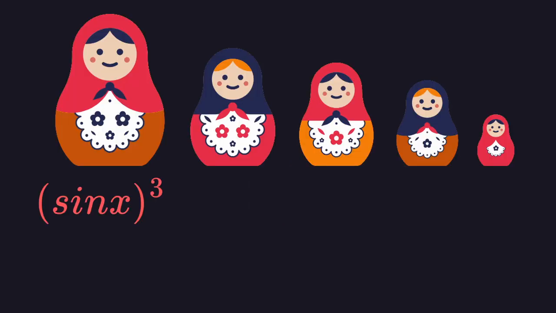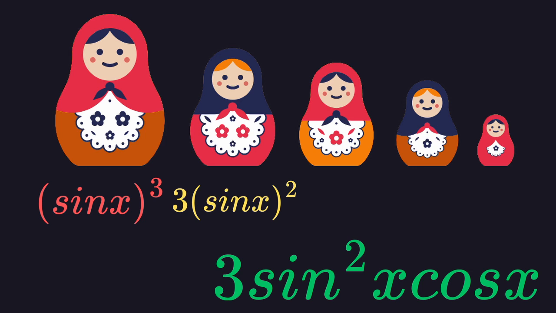Now, finding the derivative is the same. You differentiate the outside function first, then multiply it by the derivative of the inside function. If there's more, you repeat the process. Now, with that in mind, let's get to some examples.